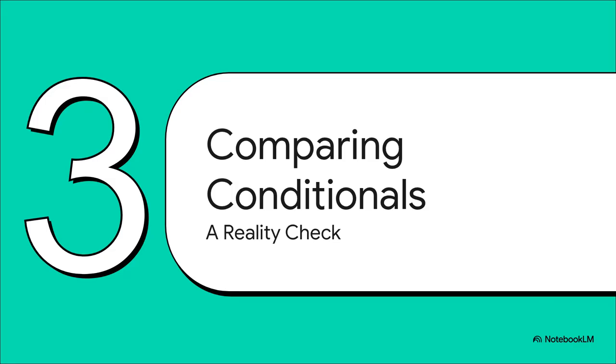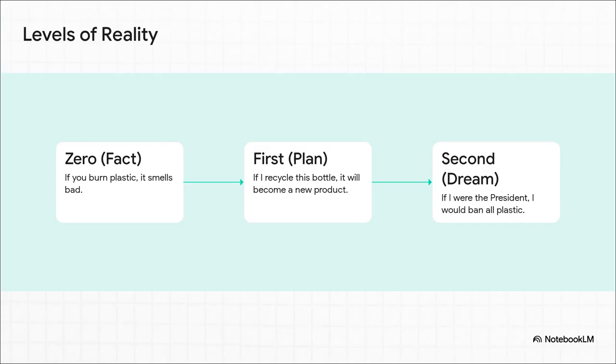Okay, to make this all super clear, let's do a little reality check. We're going to take one single object, a plastic bottle, and see how we can talk about it using all 3 conditionals. You'll see how the meaning changes as we go from a fact to a plan to a dream. All right, just imagine you're holding a plastic bottle. Let's start with the zero conditional.